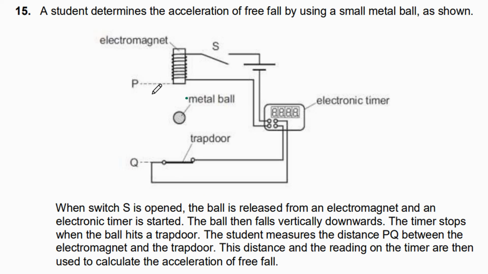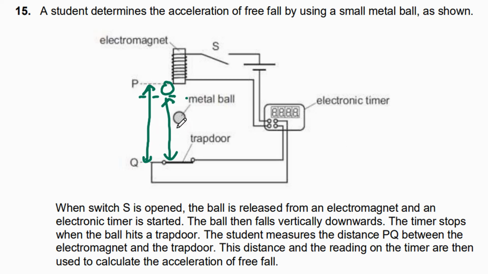So immediately we can see that if the student uses this distance as the height through which the ball drops, it will be wrong. We would have to take into account the diameter of the ball and subtract it from PQ in order to get the correct height through which the ball drops. This is an error that will occur every time. So every time we use PQ in our calculation, we will get a wrong answer. So we know it's a systematic error.